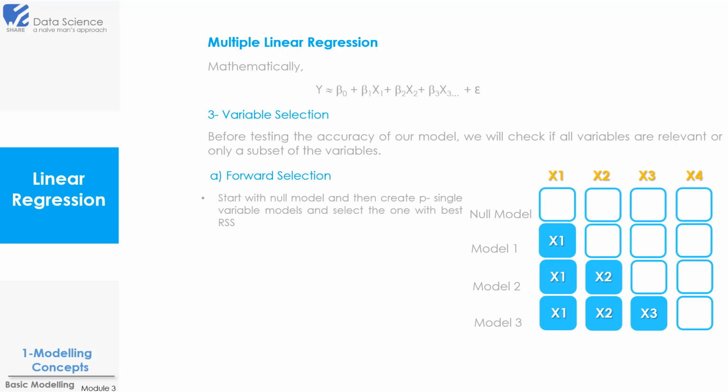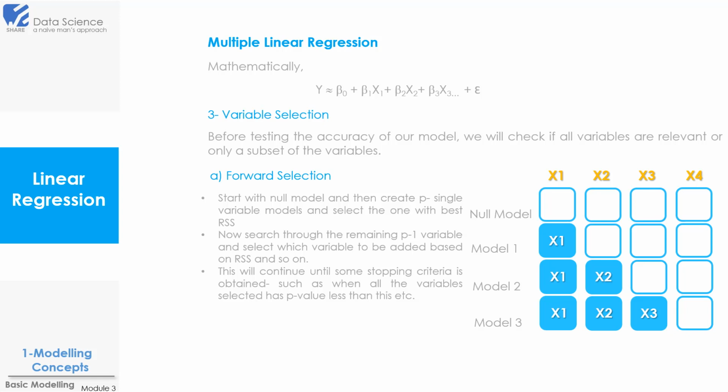So in forward selection, as you can see on the right hand side, we start with the null model that has no variables. Then we create models with a single variable and select the model with lowest RSS. Now search through the remaining variables and select which variable to be added based on RSS. And then we'll create another model and add another variable based on RSS, and so on. This process will continue until some stopping criteria is obtained.